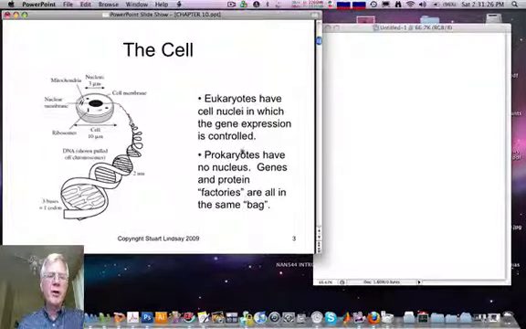Prokaryotes have no nucleus. These are, for example, single-celled organisms like bacteria, and they simply have all the genes they need essentially turned on all the time or regulated in very simple ways. In the eukaryotes, the genes can be regulated in very complex ways, giving rise to different patterns of gene expression in different cells, and therefore the cell specialization that's needed in a multi-celled animal.